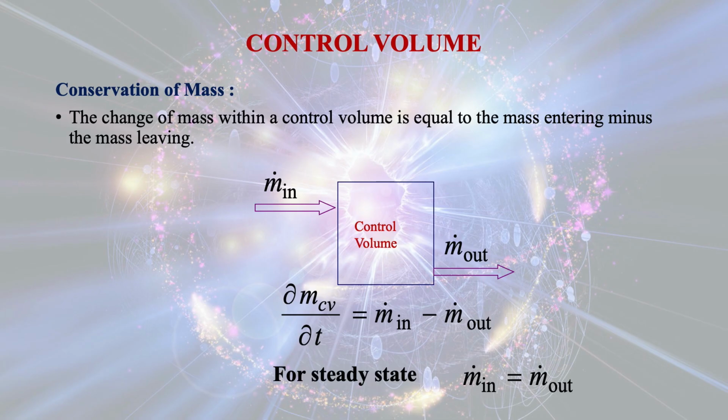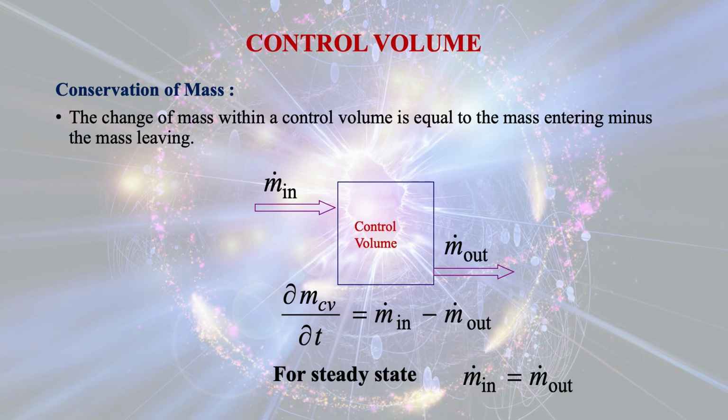Let us discuss a control volume. The control volume is also known as an open system. Now here you see we have considered a control volume, and m dot in is the rate of mass entering into the control volume, and m dot out is the rate of mass leaving from the control volume. Let us see what expressions we get for the rate of accumulation of mass.